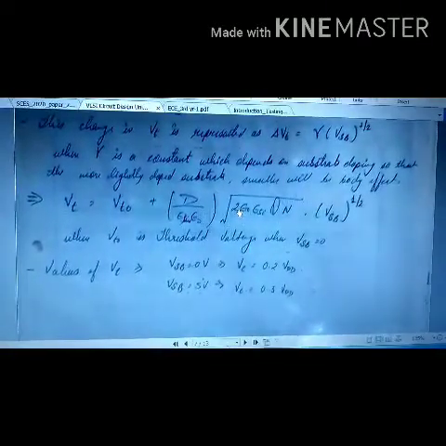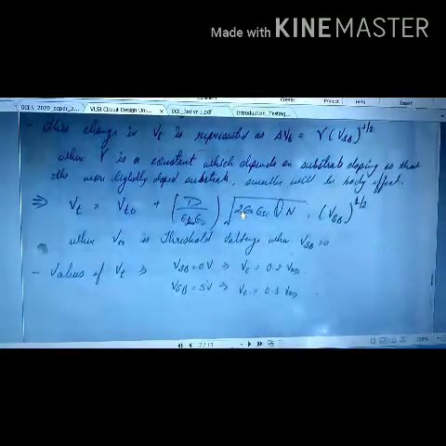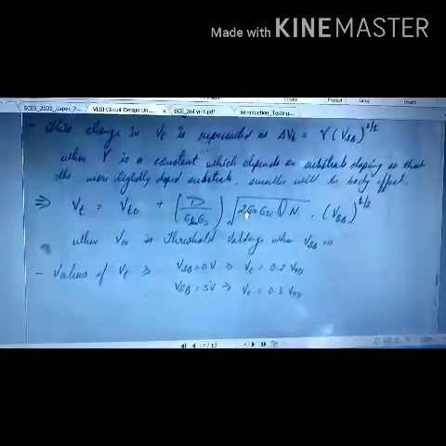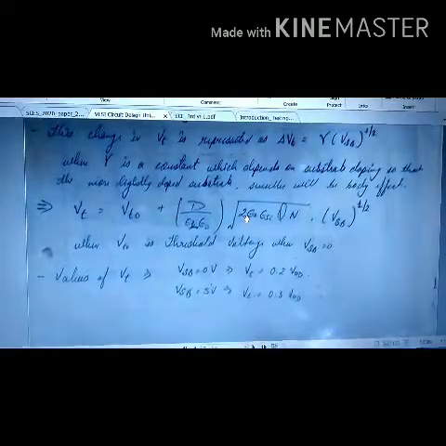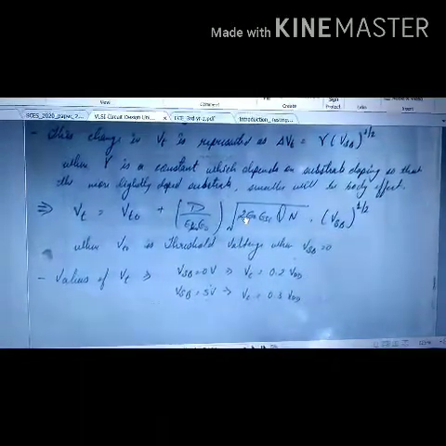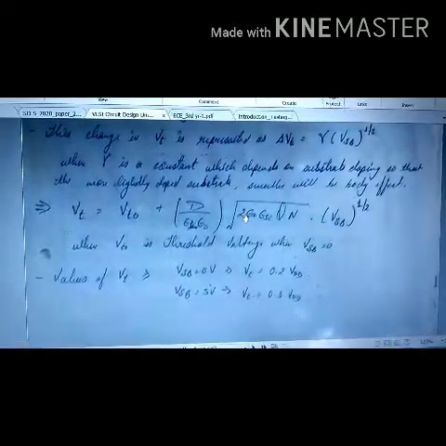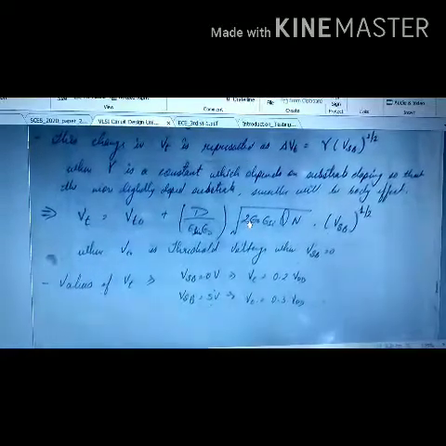Then normally for Vsb equal to 0, threshold voltage is 0.2 of VDD, and if Vsb is 5 volt, that is, if we have biased the body at 5 volt, then threshold voltage will be 0.3, or you can say 30% of VDD.